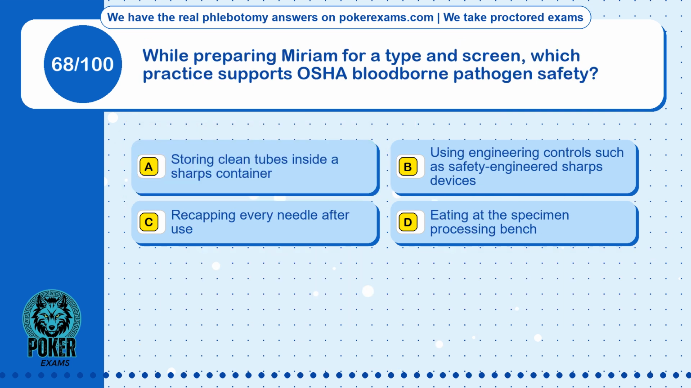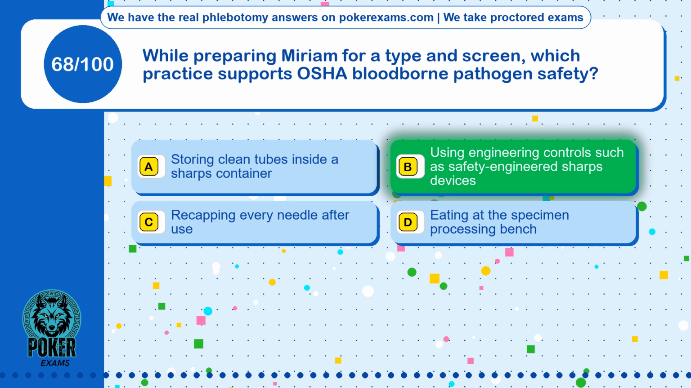Question 68. While preparing Miriam for a type N screen, which practice supports OSHA bloodborne pathogen safety? Option A. Storing clean tubes inside a sharps container. Option B. Using engineering controls such as safety engineered sharps devices. Option C. Recapping every needle after use. Option D. Eating at the specimen processing bench.